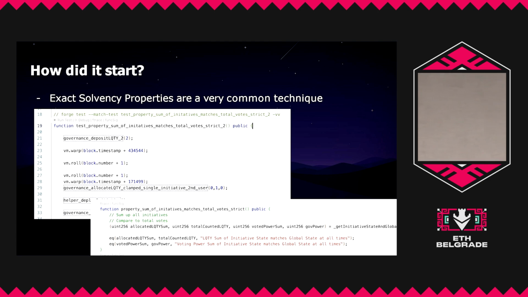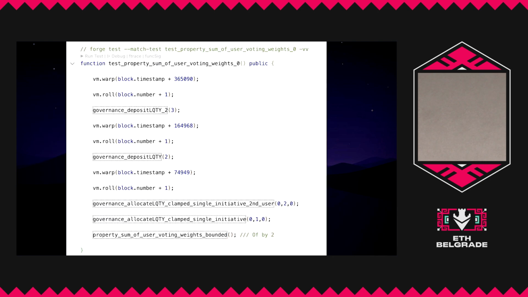But fundamentally, we have this global property called "property sum of initiative matches total votes," which sums up all the votes that are being used and all the votes that are stored in the state, and asserts that they match, which is something that should typically hold for most governance and other types of protocols. And we saw that Echidna was able to break it, but only with a small value.